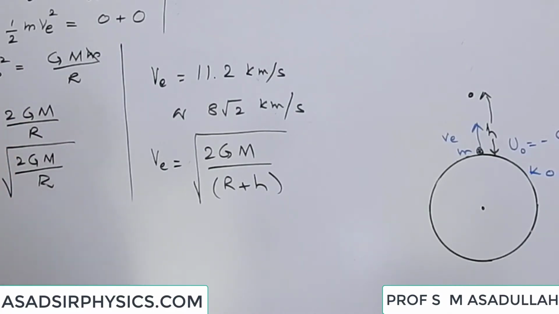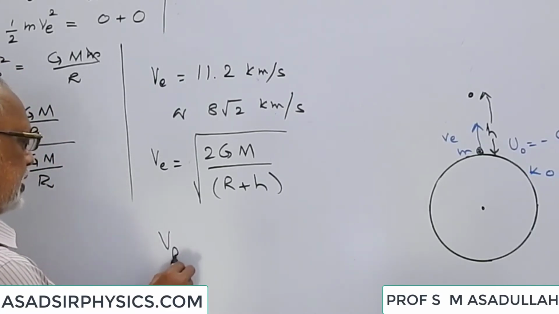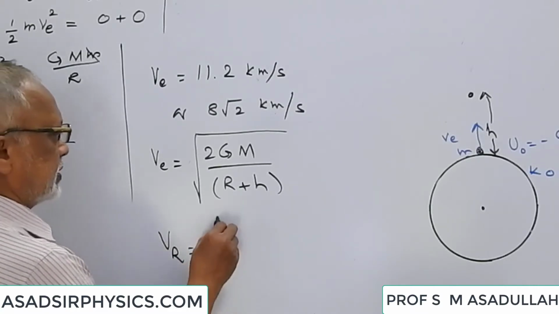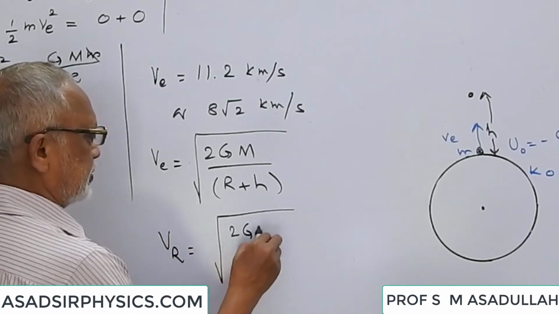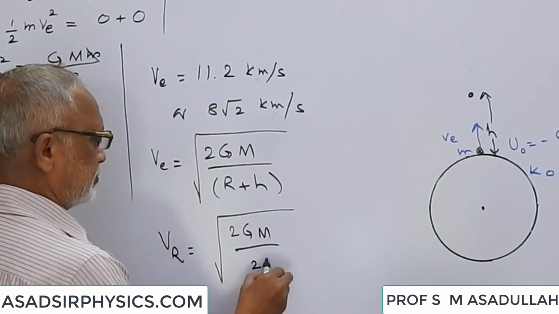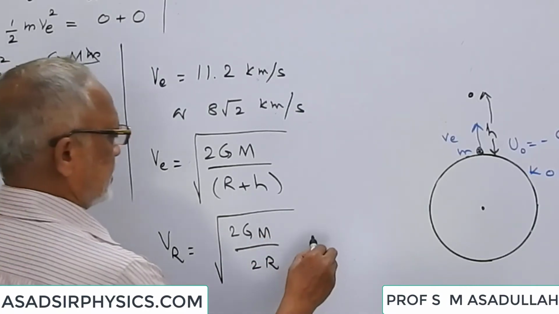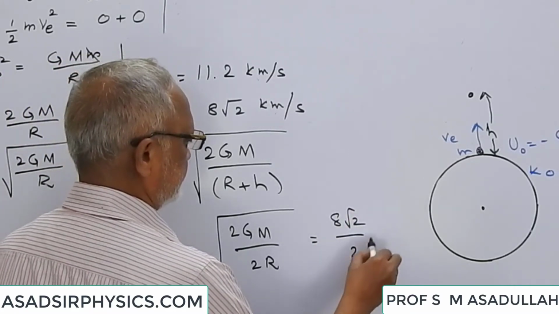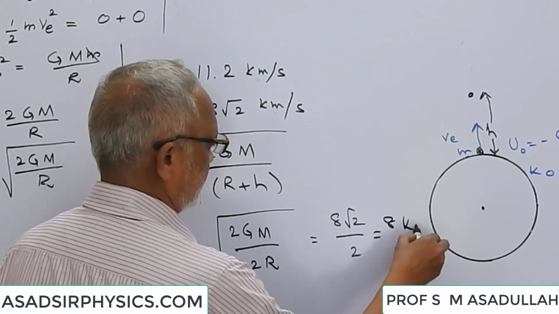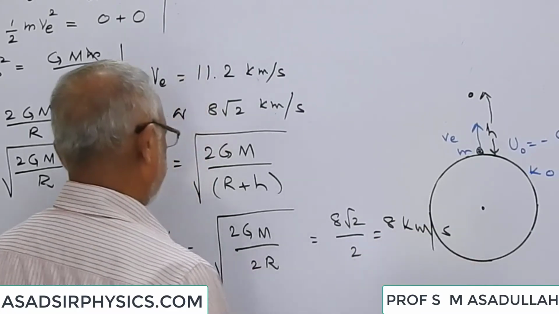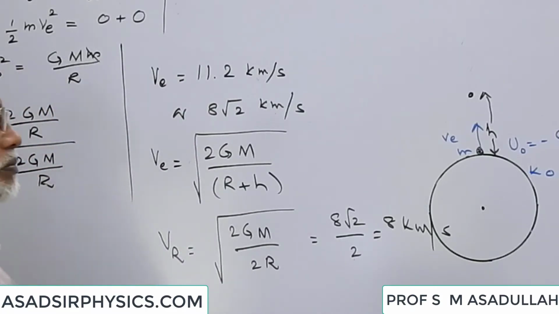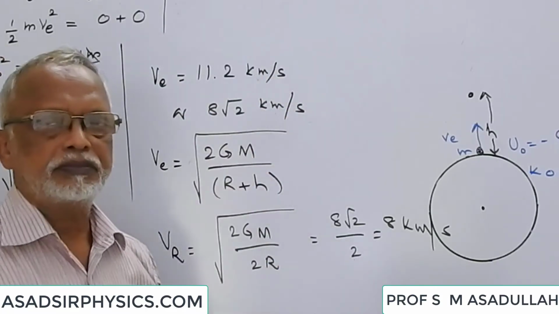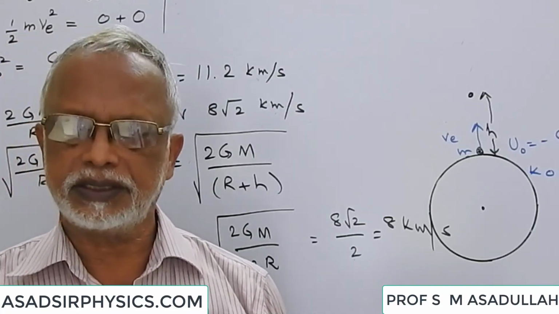For example, if you are considering a point at a height equal to the radius of the earth, the escape velocity there is equal to under root 2GM by 2R. That's equal to 8 root 2 by 2, that's equal to 8 kilometers per second. That means as we go above, the escape velocity decreases.